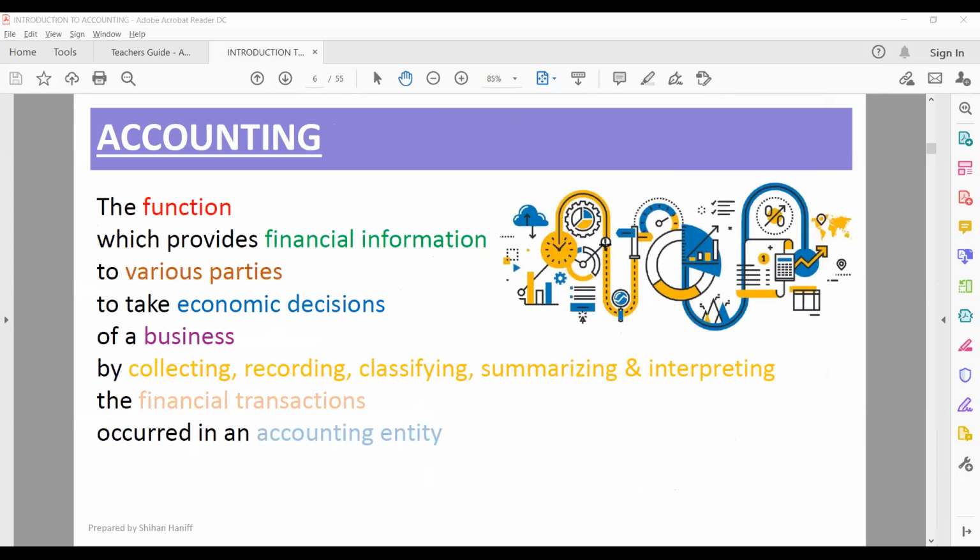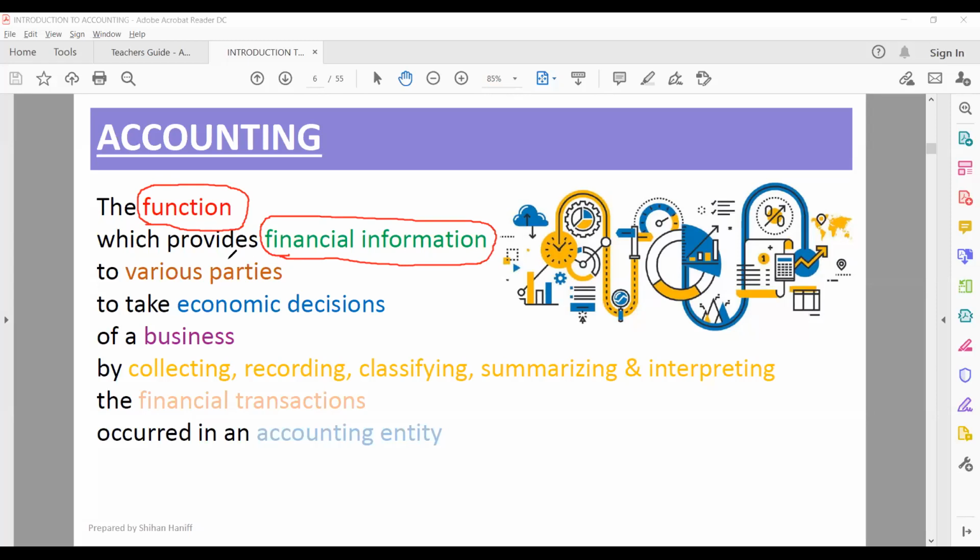Okay, so I'm going to start with the definition of accounting. We are going to define it. The accounting definition says: accounting is a function which provides financial information. Remember these terms.